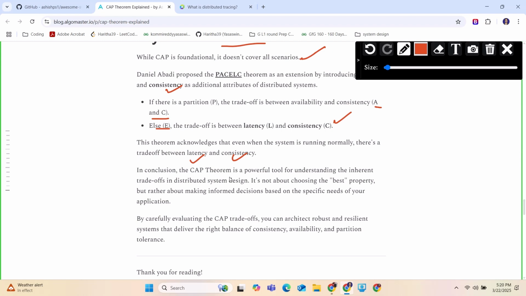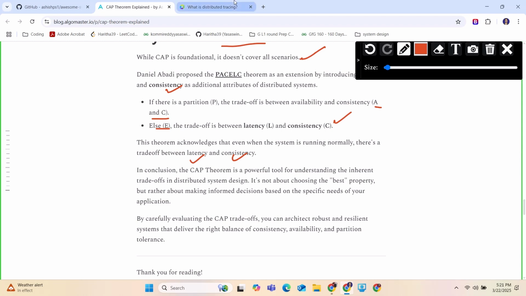In conclusion, the CAP theorem is a powerful tool for understanding the inherent trade-offs in distributed system design. It's not about choosing the best property, but rather about making informed decisions based on the specific needs of your application. By carefully evaluating the CAP trade-offs, you can architect robust and resilient systems that deliver the right balance of consistency, availability, and partition tolerance.